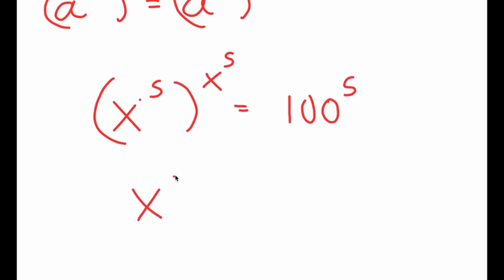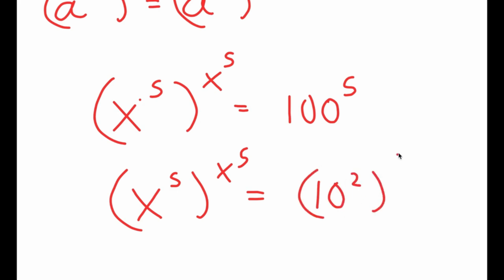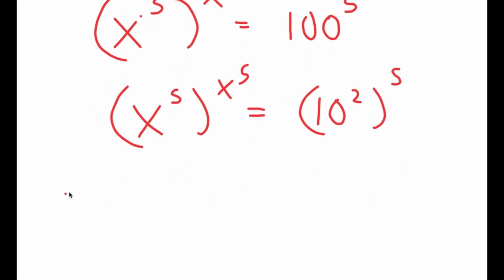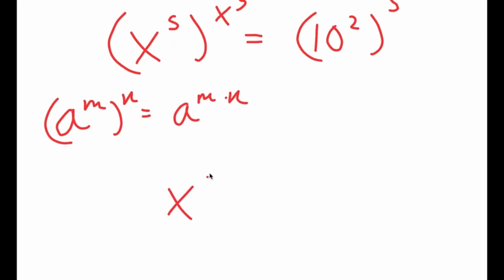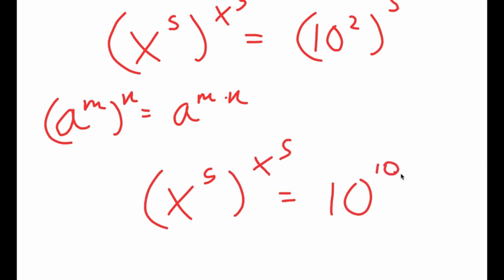Now, 100, I'm going to rewrite that as 10 squared. So now I have 10 squared to the power of 5. And another property of exponents is that if I have something in the form a to the power of m to the power of n, this is equal to a to the power of m times n. So 10 to the power of 2 to the power of 5 is going to equal 10 to the power of 2 times 5, which is 10 to the power of 10.